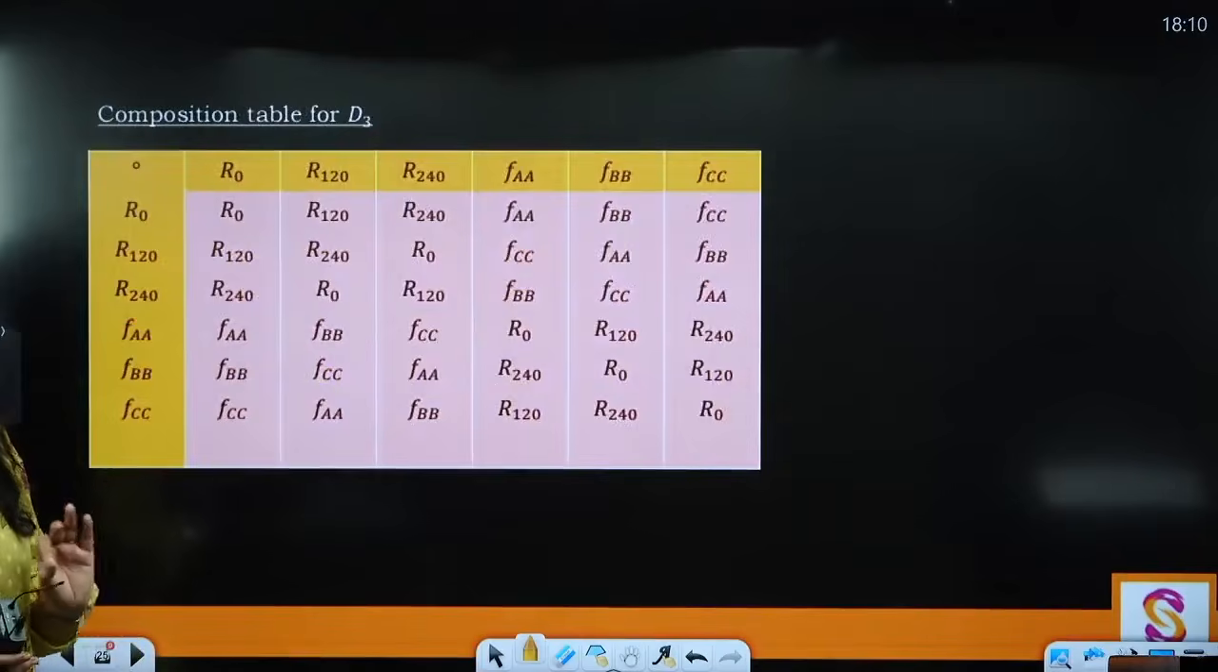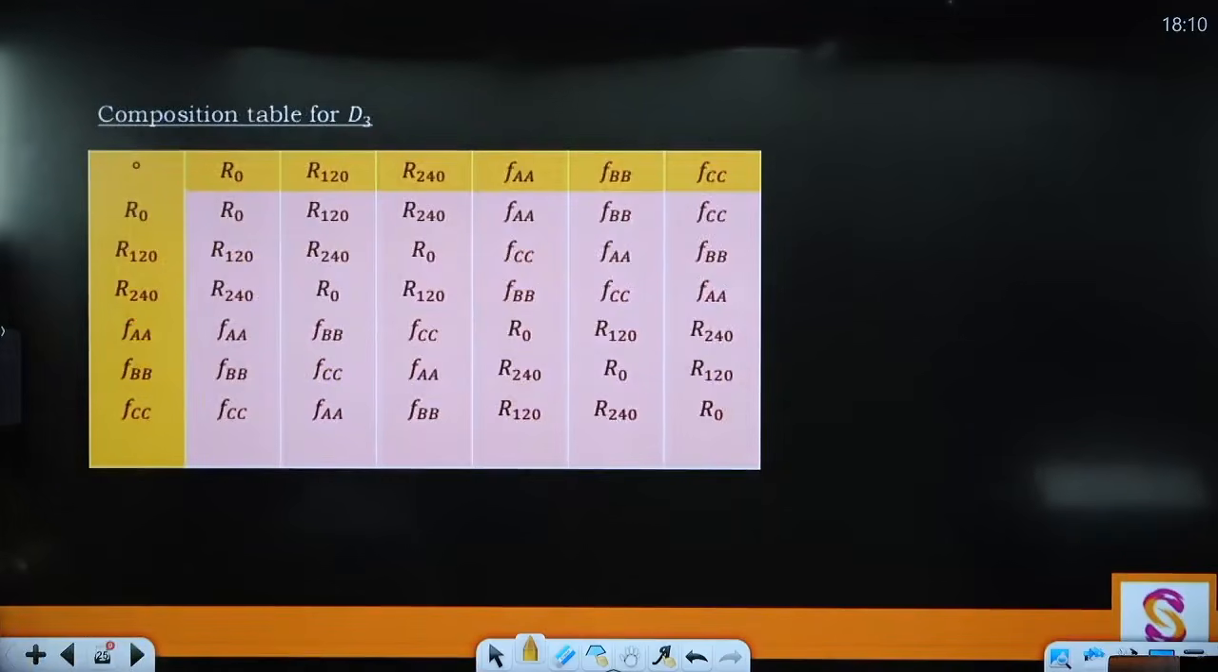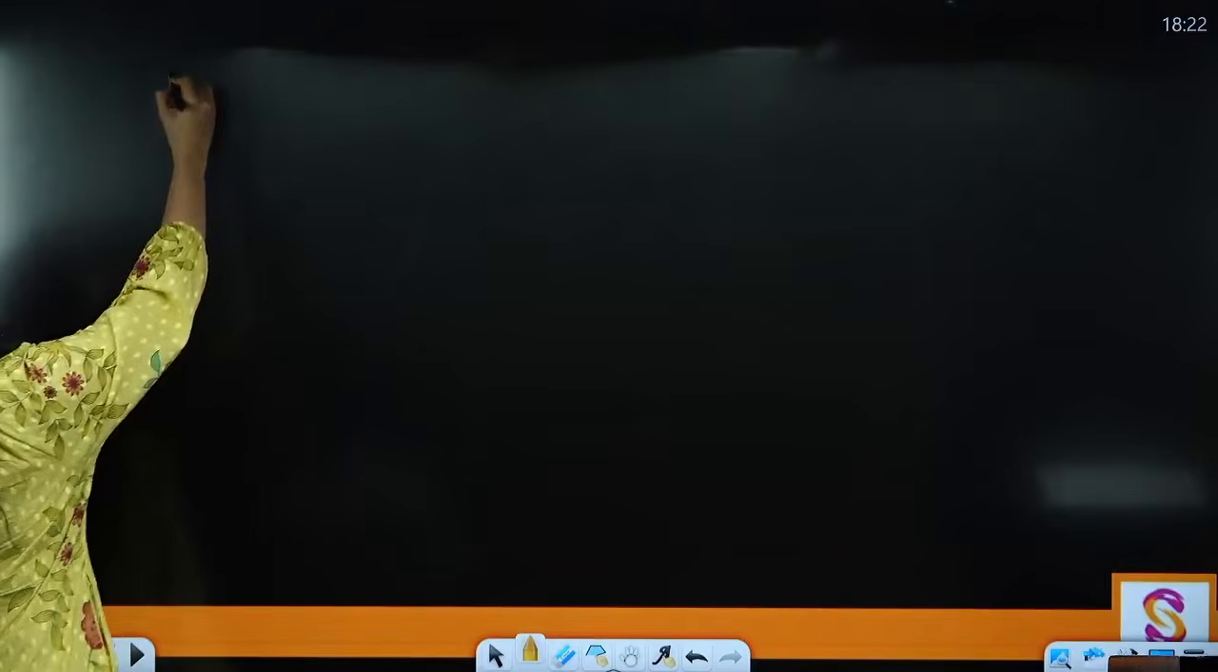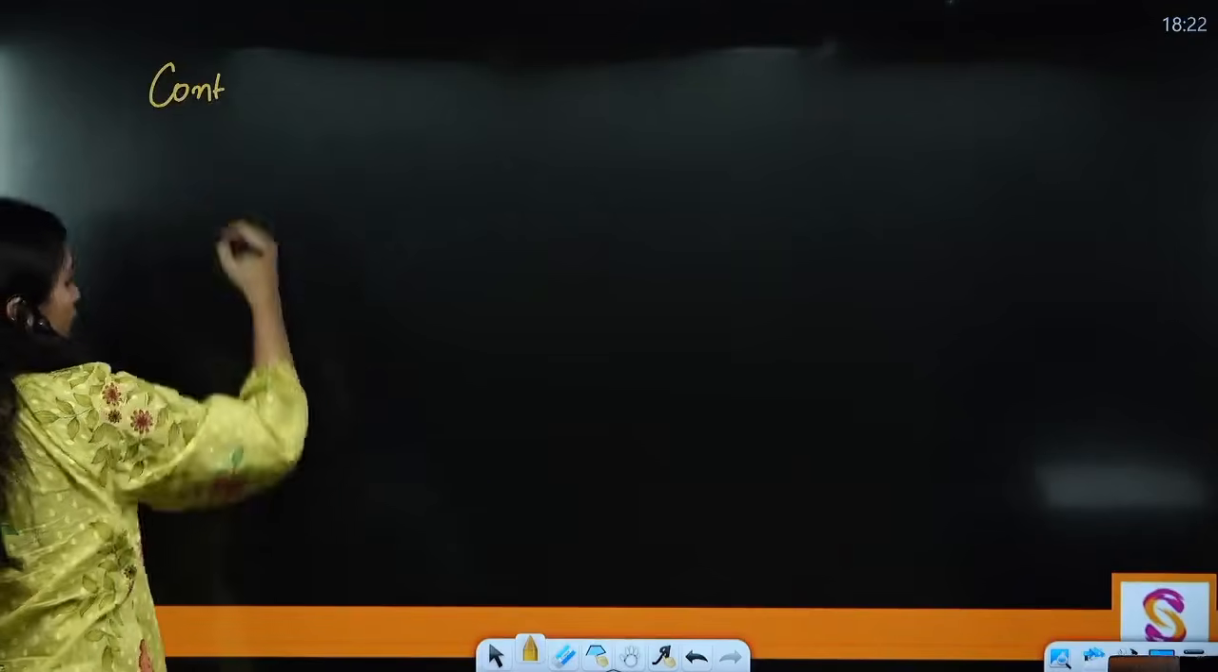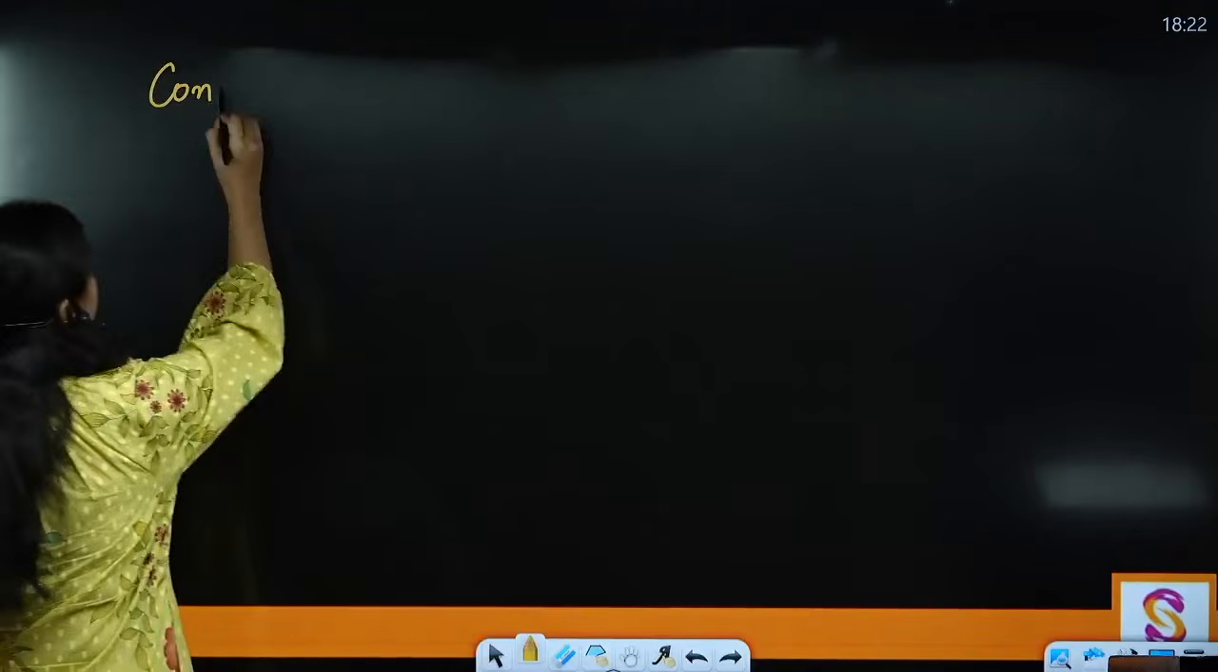Now we will be talking about D4. Now let's see the construction for D4.